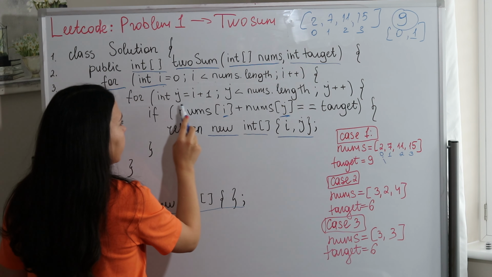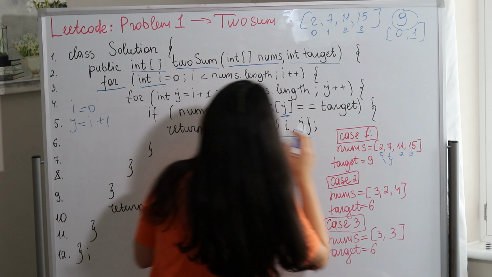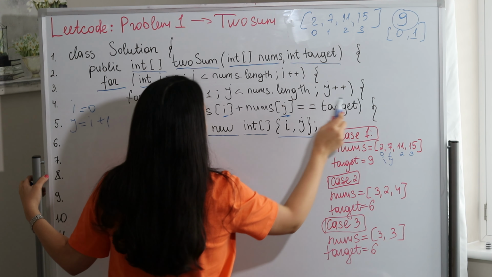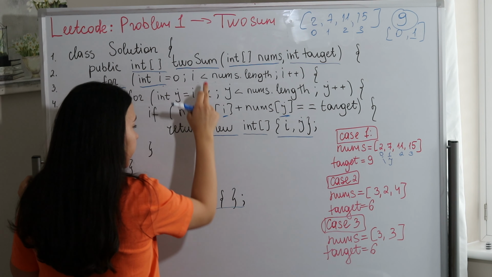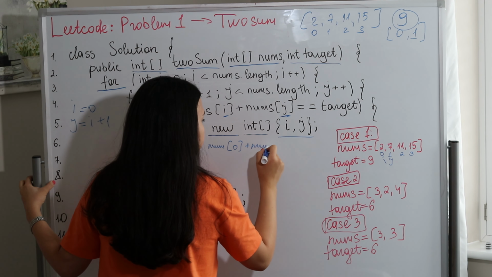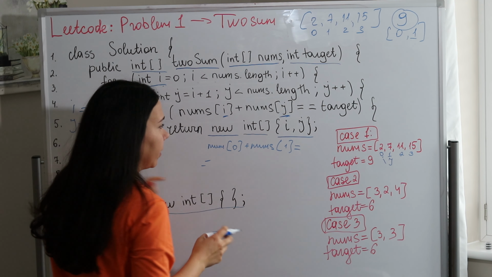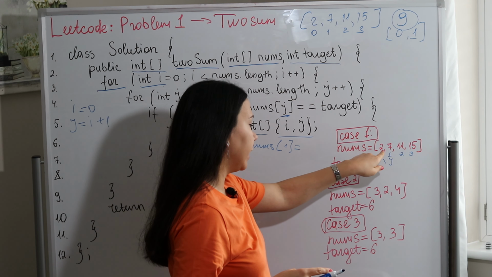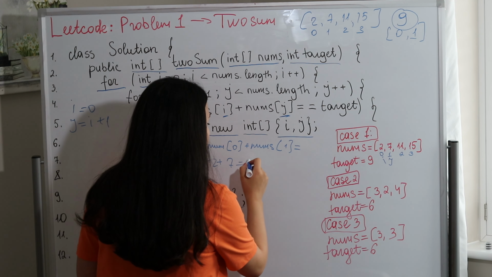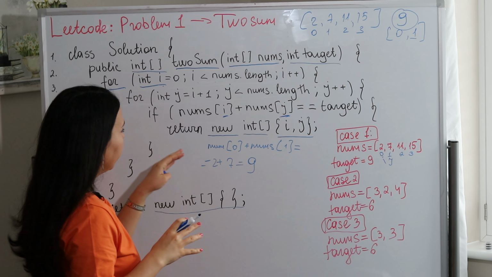Next, we consider j, which is i plus 1. i was 0, i plus 1 is 1. So this is j, right? Again, we are within nums length, and for the next iteration, we increase j by 1. If nums i, in this iteration, nums 0, plus nums j, in this iteration j is 1, nums 1. What does it give us? Element 2, 2 plus 7. Does it equal 9? Yes, it equals 9. If it equals target, we stop the iteration and we return.